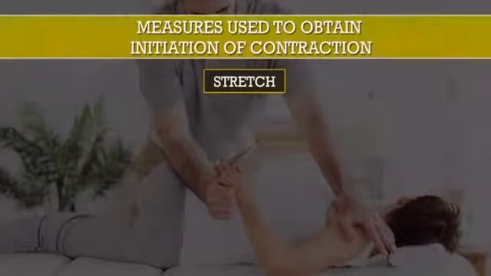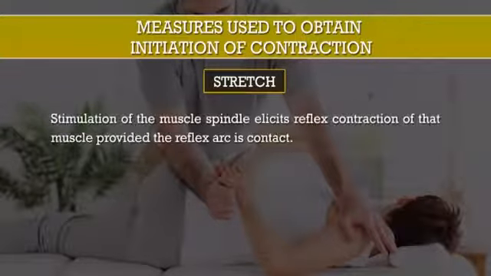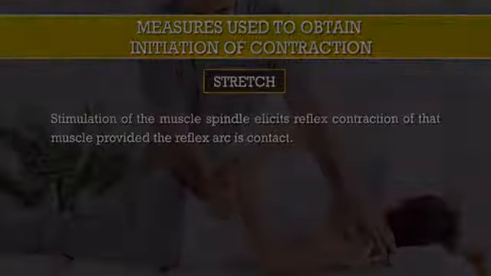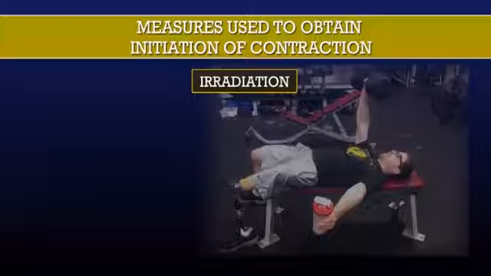The fourth one is stretch. Stimulation of the muscle spindle elicits reflex contraction of the muscle, provided the reflex arc is intact. Sharp but controlled stretching of the affected muscles at the limit of their extended range is followed immediately by the patient's maximum contraction. The fifth one is irradiation.